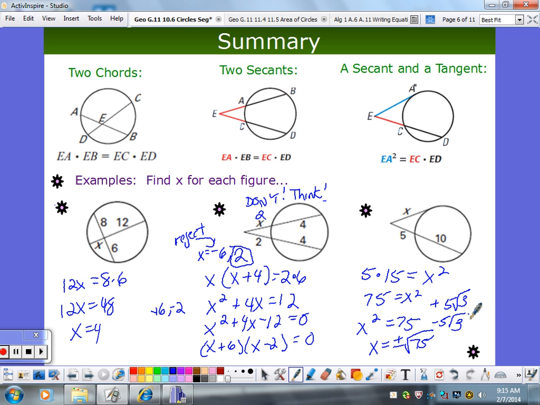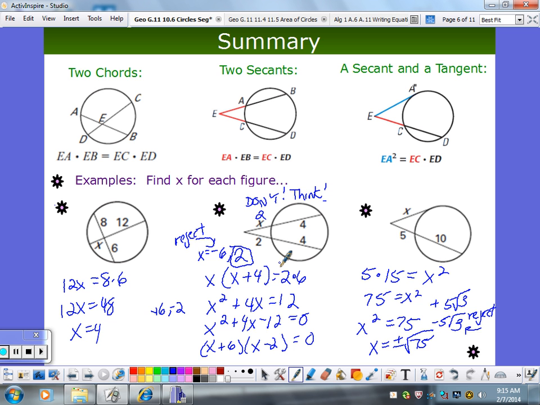I'm going to reject this guy. Why am I rejecting the negative? Yeah? Can I have a negative length? Now, don't out of hand reject negatives. You really do have to think about it. Sometimes they work. If this was some square value, I don't know. Sometimes they do work. So don't reject them just like that. What do you guys think?